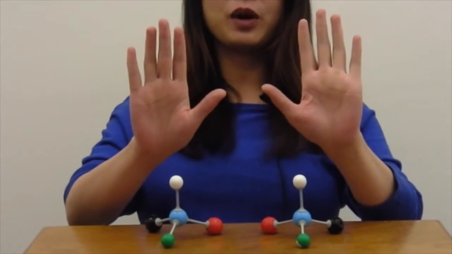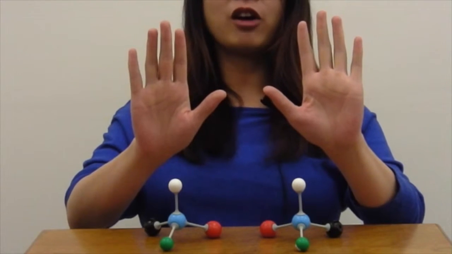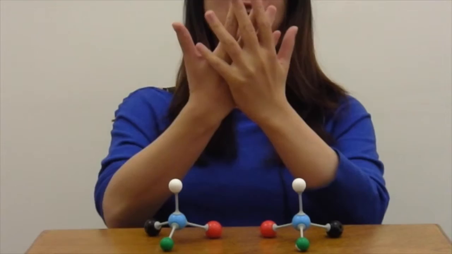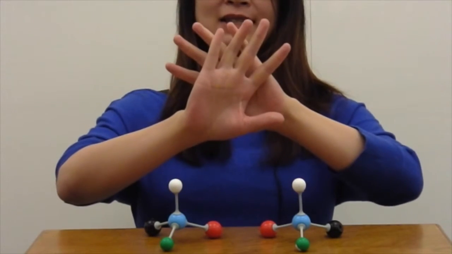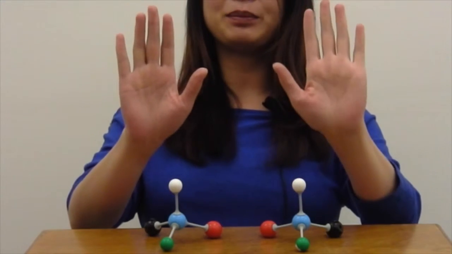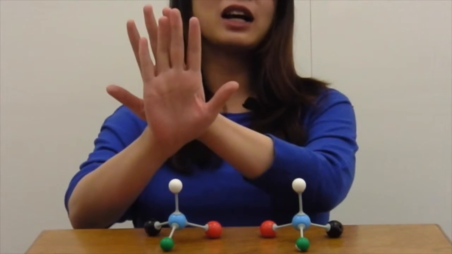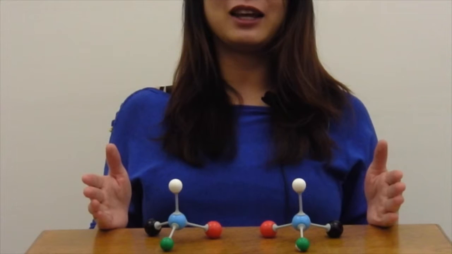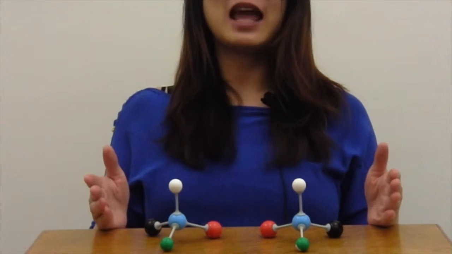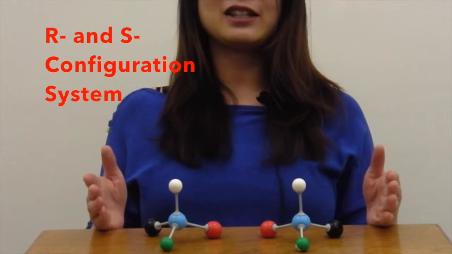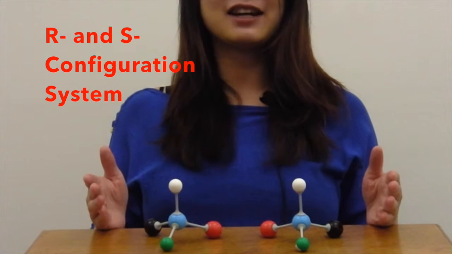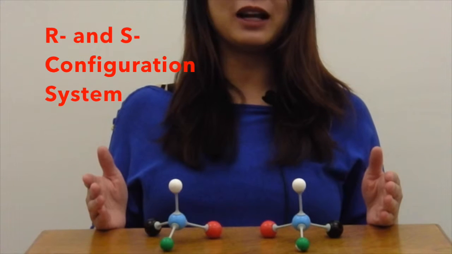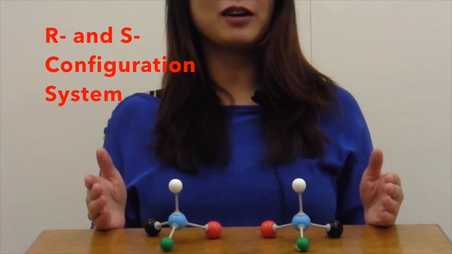By not superimposable, I mean no matter how I rotate my two hands, I cannot put them together in three-dimensional space. Just like I cannot put my left hand into the glove of my right hand. For this kind of molecule, we have a specific naming system. It is called the R and S configuration system. So one of these two molecules is R, the other is S.